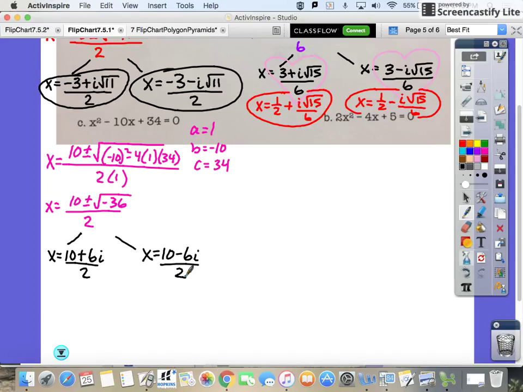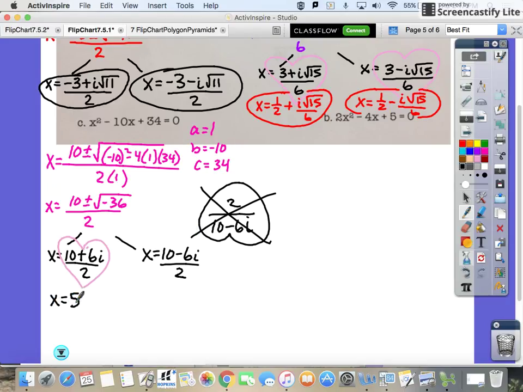And then again, we have another heart, so we can break it apart. She also said if it's a but, don't touch it. So if it was like this and it's a but, don't touch it. But if it's a heart, break it apart. So we've got 5 plus 3i, and over here, 5 minus 3i.